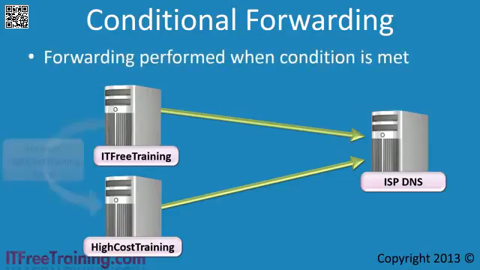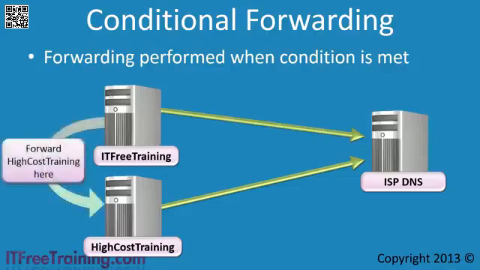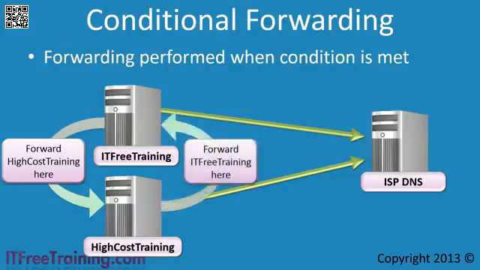In this example, a conditional forwarder will be configured on IT Free Training to forward all requests received by the IT Free Training DNS server for High Cost Training to the High Cost Training DNS server. The same could also be configured on the High Cost Training DNS server. All requests for IT Free Training received by the High Cost Training DNS server would be forwarded to the IT Free Training DNS server. By using conditional forwarding like this, you can see that you can achieve a result that would not normally be possible.